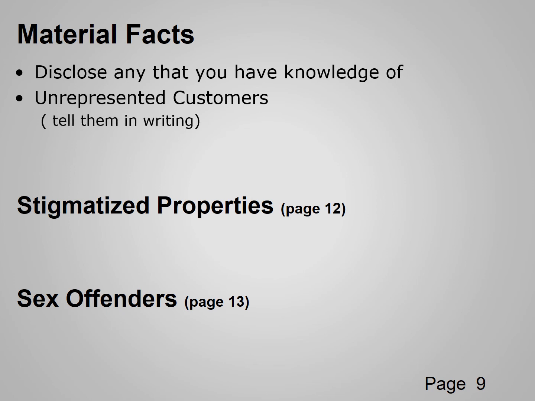And tell them this in writing. If you represent both, of course, in dual agency, both parties must be given disclosure of and knowledge of any material facts that you have knowledge of.